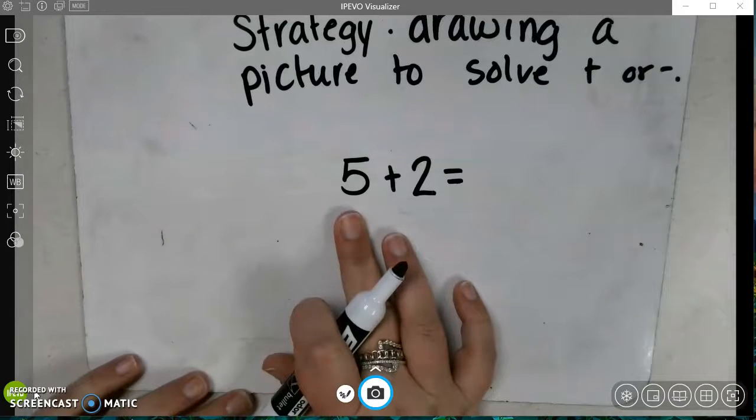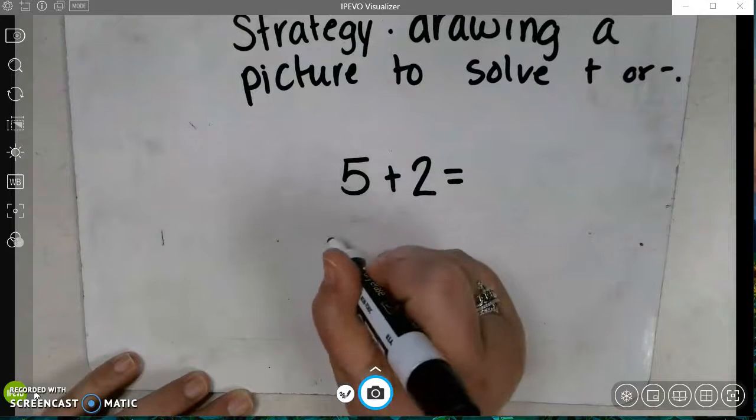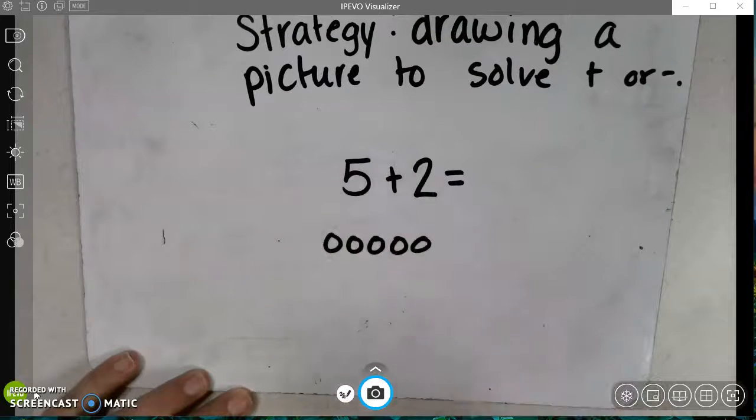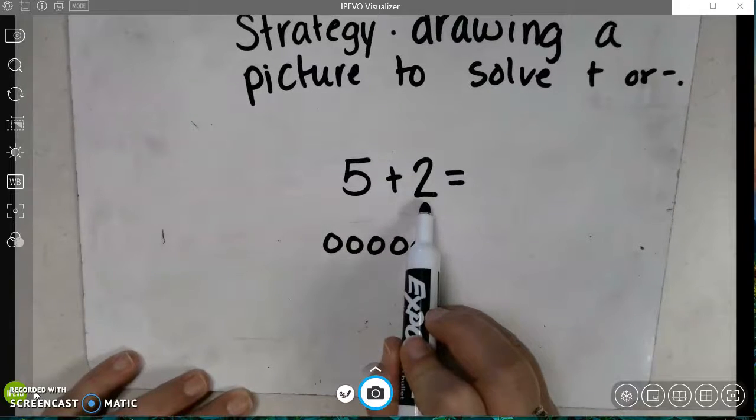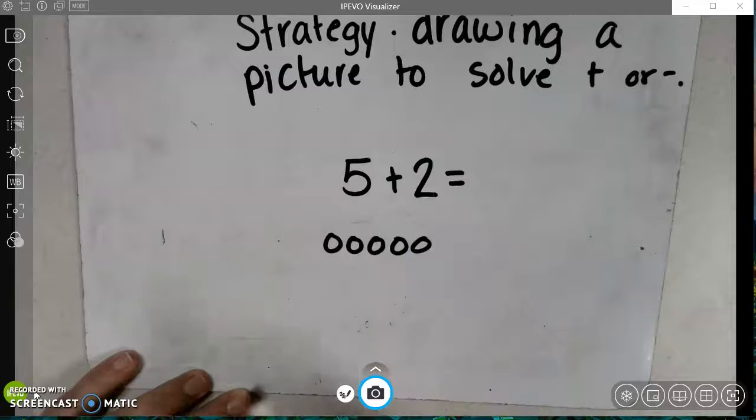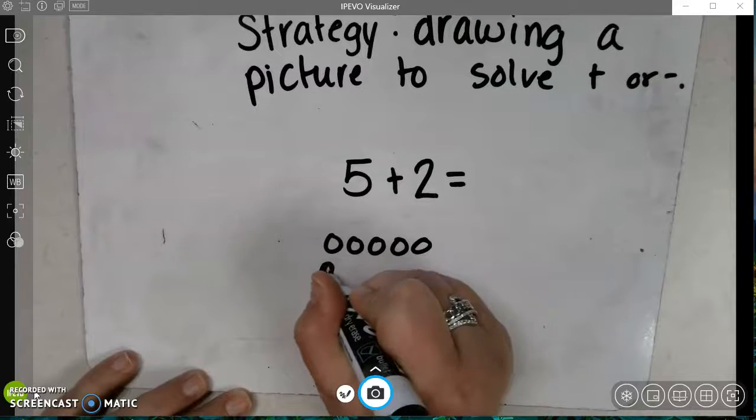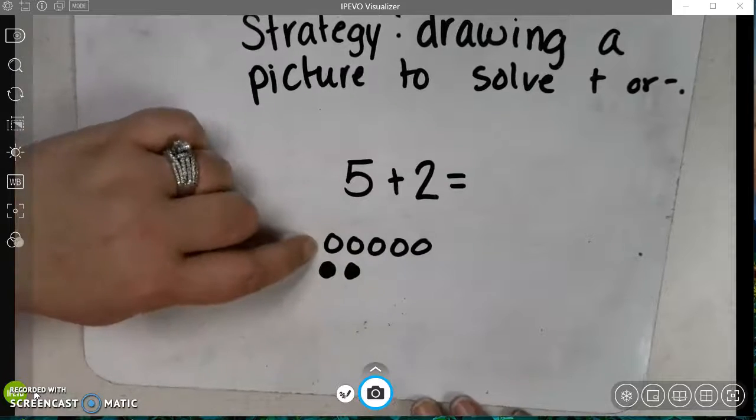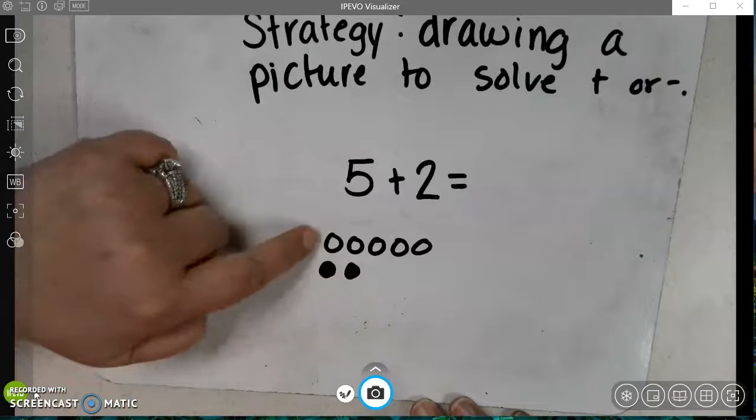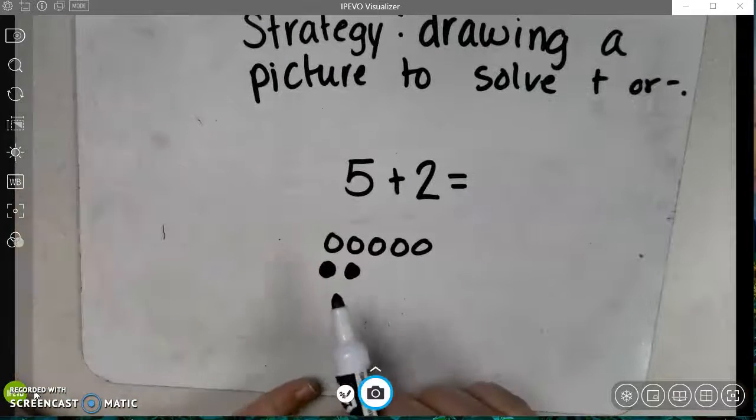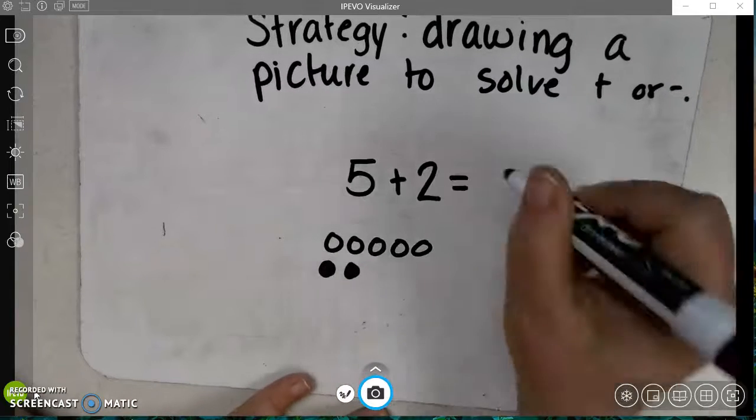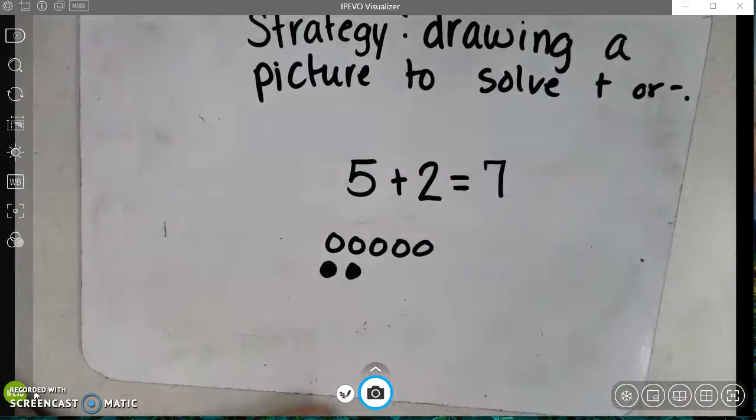I'm going to start with my first number, 5, and draw 5 circles. 1, 2, 3, 4, 5. Now I'm going to look at my second number, 2, and I'm going to draw 2 more circles. 1, 2. I see I have 5 open circles, 2 closed circles, 5 plus 2. Count them up. 1, 2, 3, 4, 5, 6, 7. Did you get 5 plus 2 equals 7?